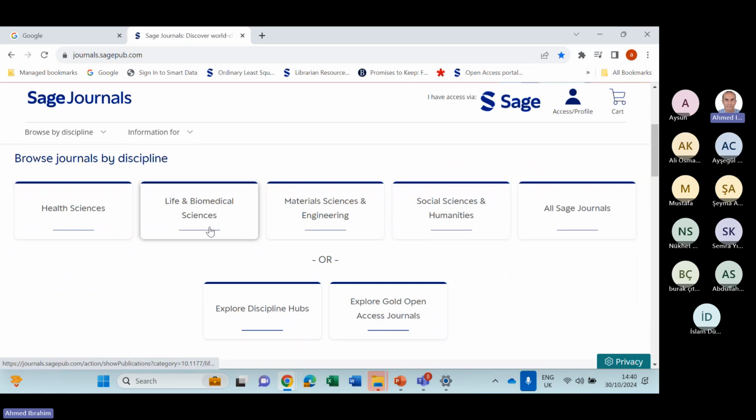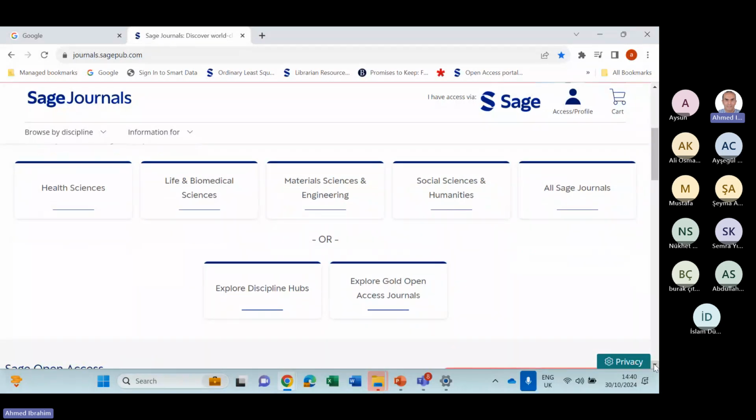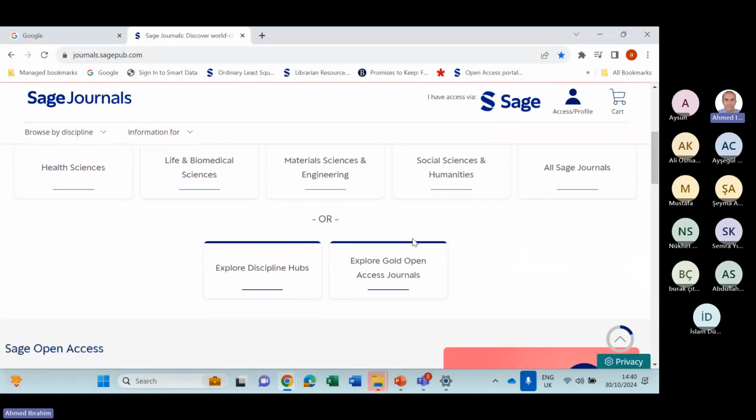Also, at the bottom of the page, you can find disciplines you can use. You can find health science, life and biomedical science, material science and engineering, social science and humanities, and you can find here all SAGE journals. If you need to narrow your search to gold open access journals, you can also select the gold open access journals.